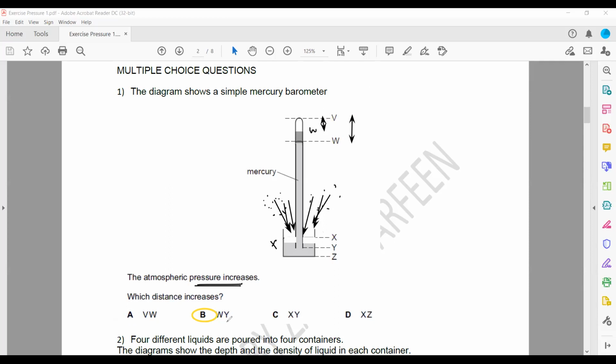What about the second option, W and Y? So when we compare W with Y, initially this was W and Y, but as W rises, W is going up, so the distance is increasing. That's why W and Y, so B will be the right answer. Is it clear, this question?